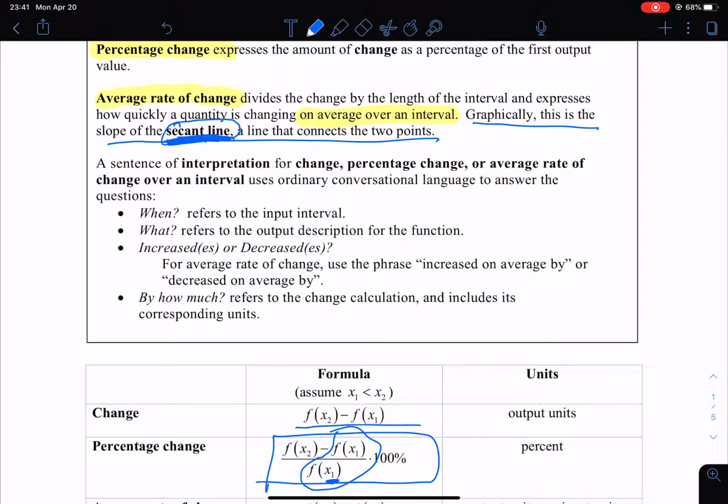And for the interpretation of the three changes, change, percentage change, or average rate of change over an interval, it must be over an interval. We have to talk about the input interval first, then the output description for the function, increased or decreased, and then by how much. By how much, you have to include the units.